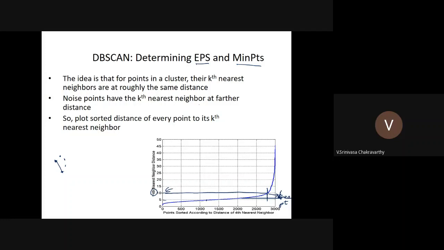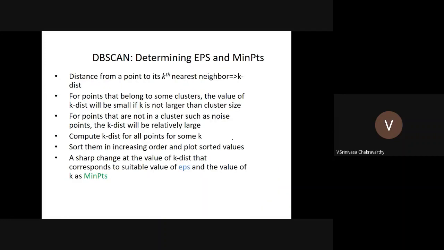So if you are taking this point, it means in that region, within a radius of about 10, there are only about 4 points, right? So you have taken k. That k will end up being the min points, and this threshold distance which you take from the knee point will end up being the EPS or epsilon. So one problem with this is you have to choose k, but there is no other way. The same thing is summarized here.